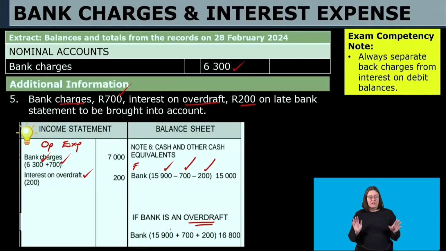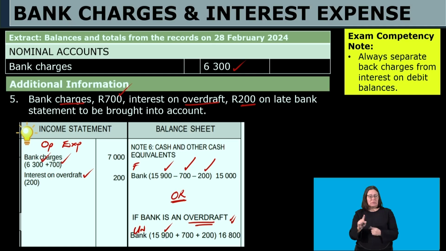If the bank balance is already an overdraft, so we're coming here to say 15.9, it's already an overdraft. Remember, I'm giving you an example now. That is, your bank balance can be favorable or unfavorable. If it is unfavorable, it is a bank overdraft.